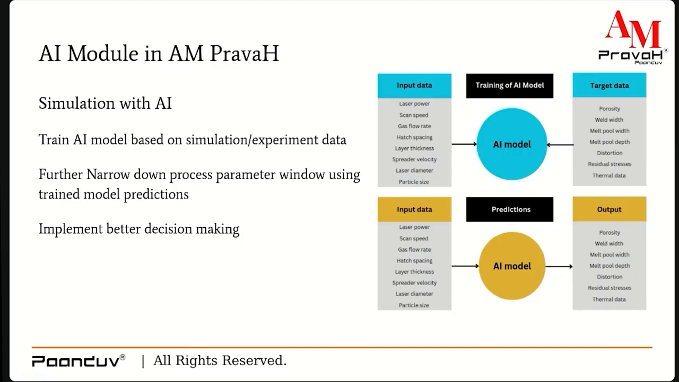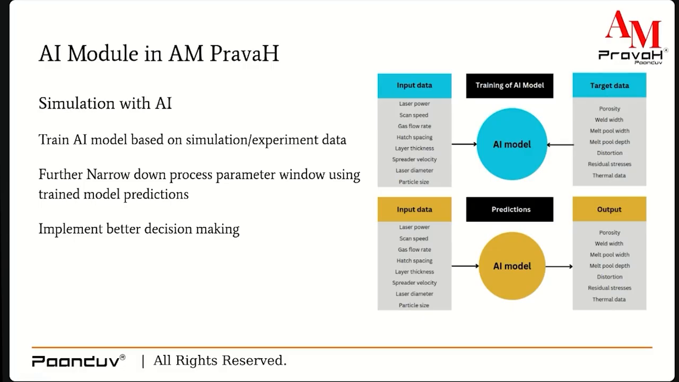So the process for the AI module in PravaH is very simple. This module makes the entire process very powerful. What we need to do is, suppose for a different set of process parameters, as you've just seen, we are changing the power and the laser diameter for the particular case that we just ran some simulations.